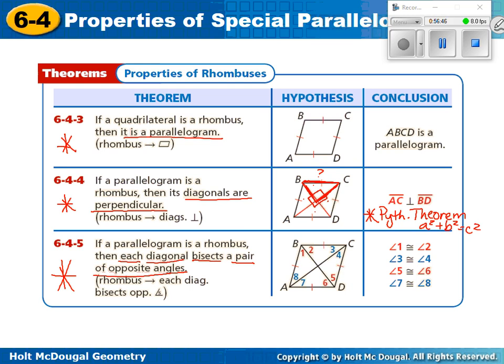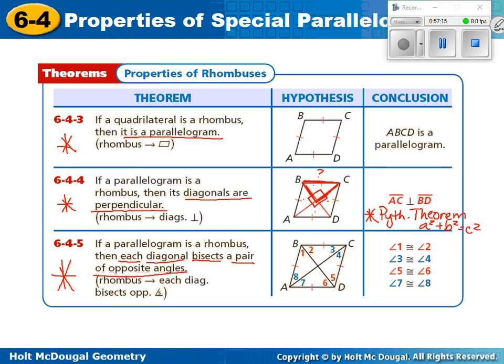So last one here. The diagonals will bisect opposite angles. The diagonals bisect opposite angles. Each diagonal will bisect an opposite angle. So both of those diagonals are going to bisect the opposite angles.